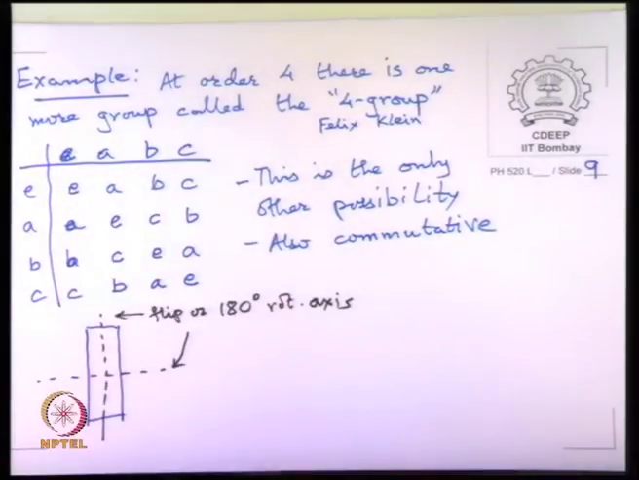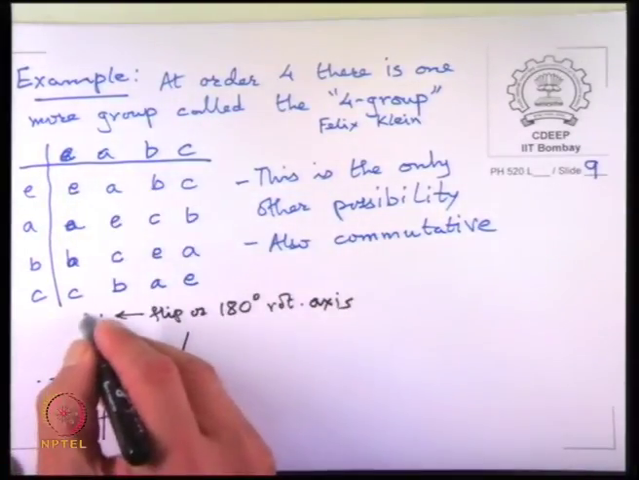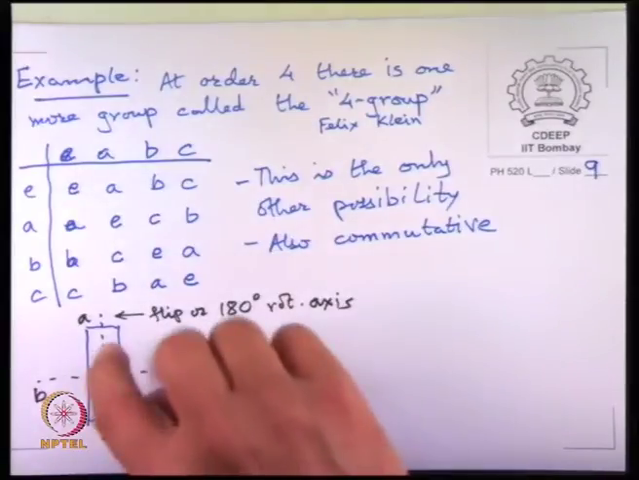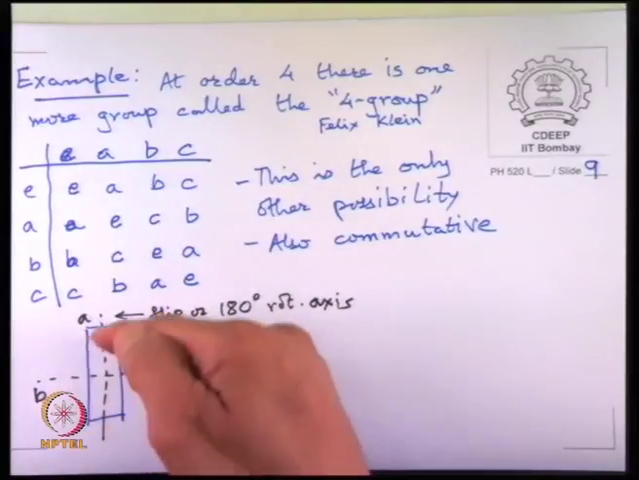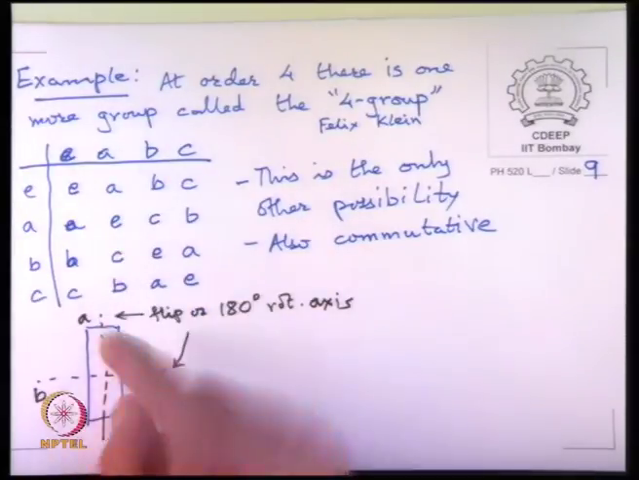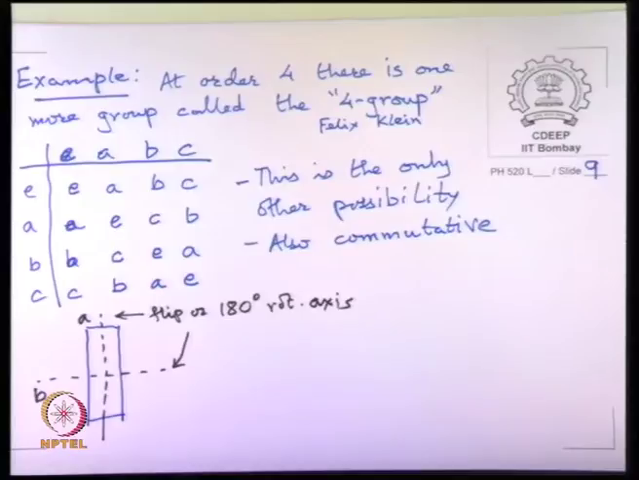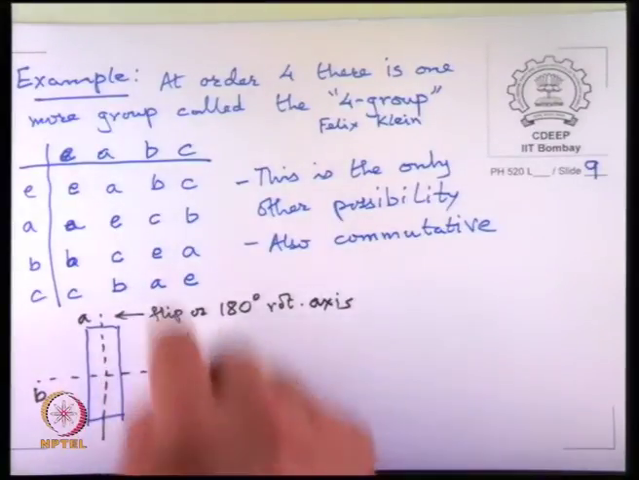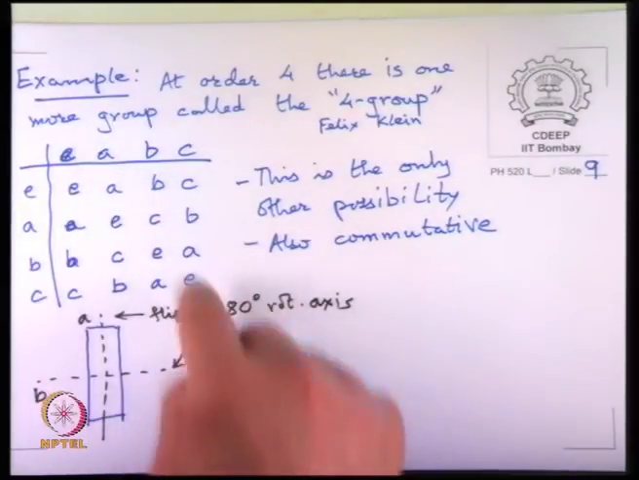So we can call this A, and we can call the other one B. If I flip once, I get, well, anyway, the flip squared is identity. That is what characterizes the diagonal elements here.